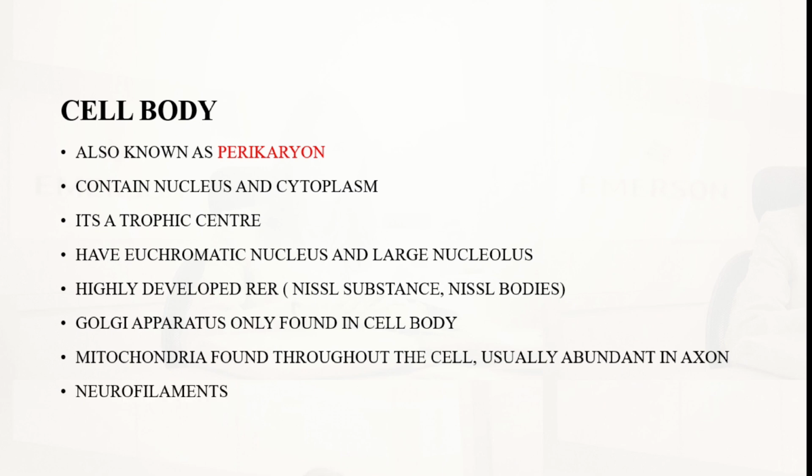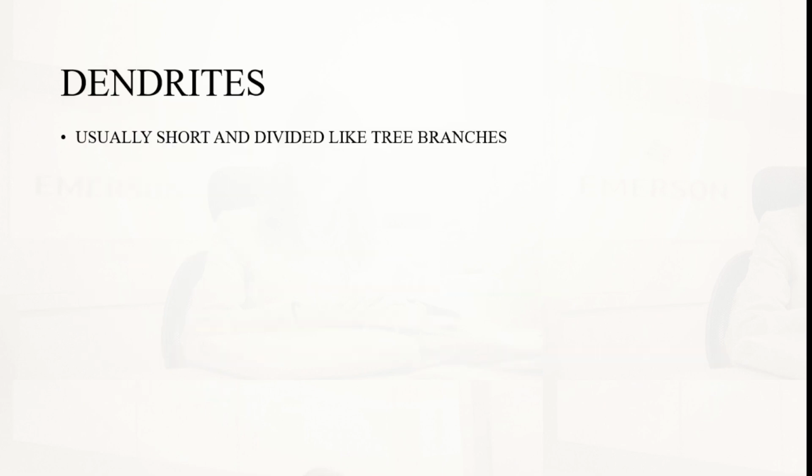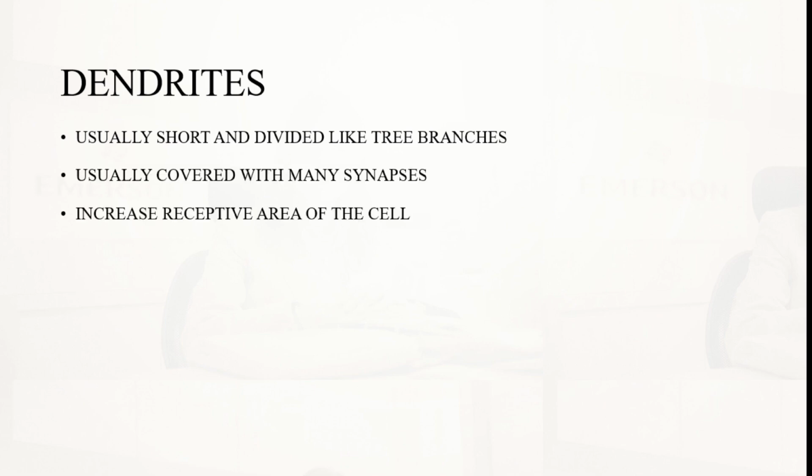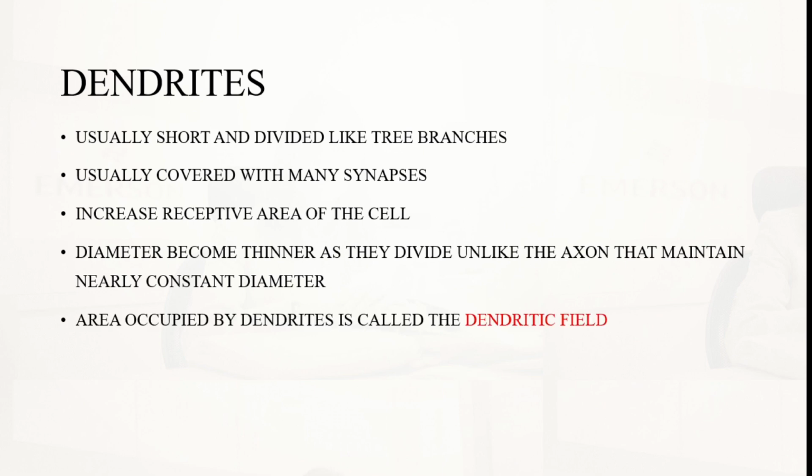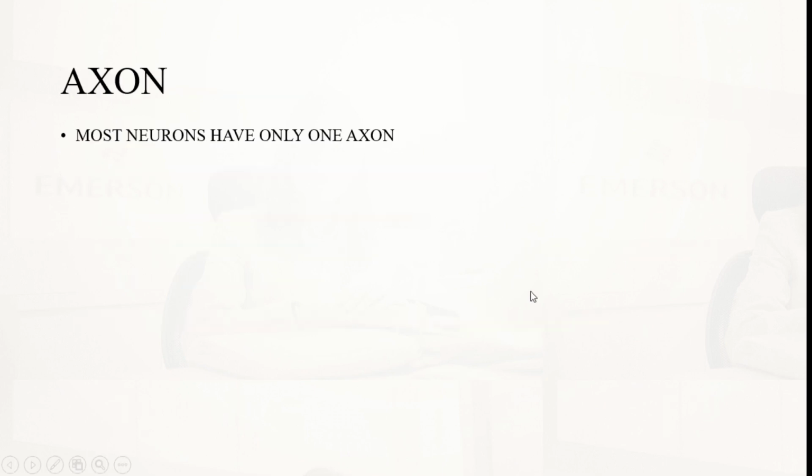Then, of course, it has neurofilaments. Then the dendrites, so we are done with the cell body. Now the dendrites are usually short and divided into branches, usually covered with many synapses, and they increase the receptive area of the cell. The diameter becomes thinner as they divide, unlike the axon that maintains a nearly constant diameter. Then the area occupied by dendrites is called the dendritic field. Okay, so we're done with the dendrites.